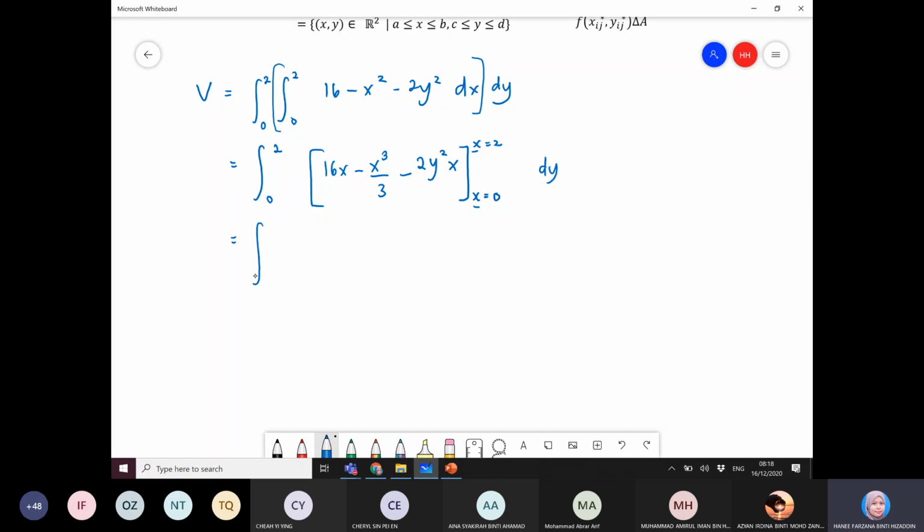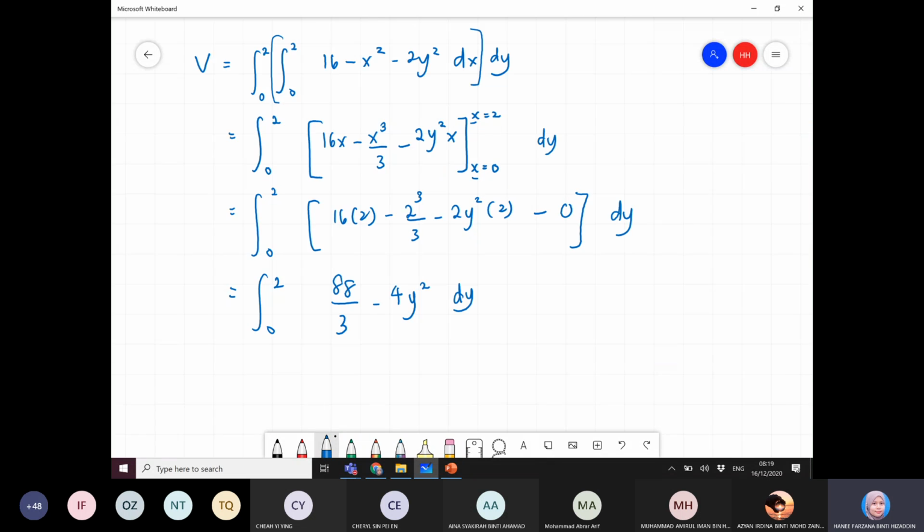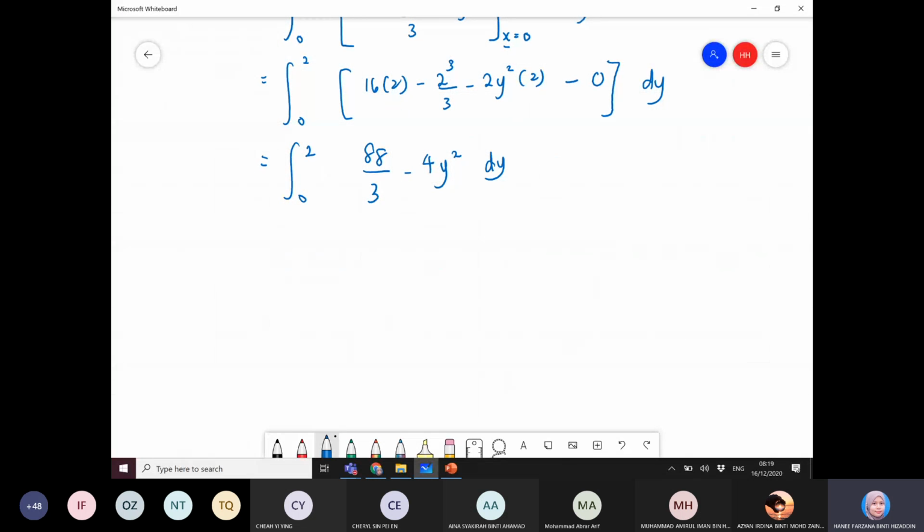Okay, so then you just put the values in, integrate from 0 to 2. 16 times 2 minus 2 to the power of 3 over 3 minus 2y squared times 2. And since everything is in terms of x, if x is 0, then everything will just be 0. Okay, so then you evaluate the numbers inside. I think if you look at your notes, you can also see this. Now you see that it only comes down to just one variable, which is y here. So you just integrate this 88 over 3 minus 4y squared with respect to y.